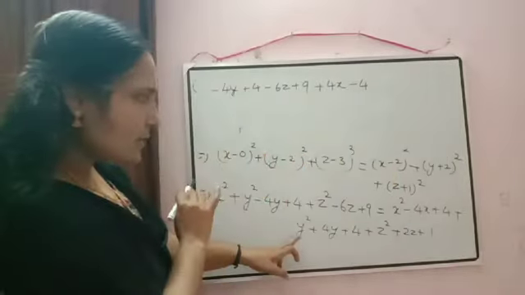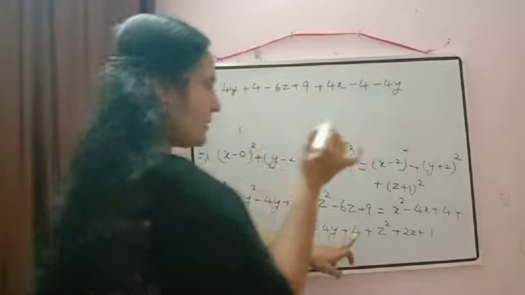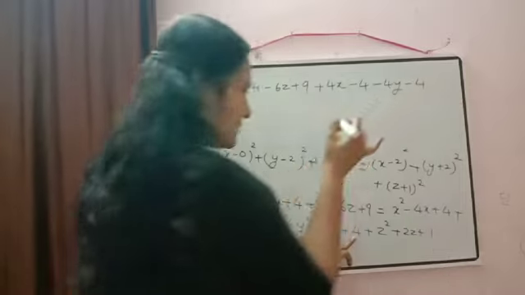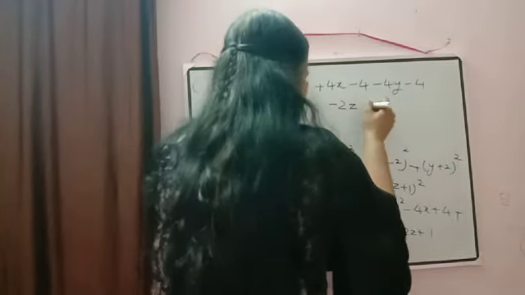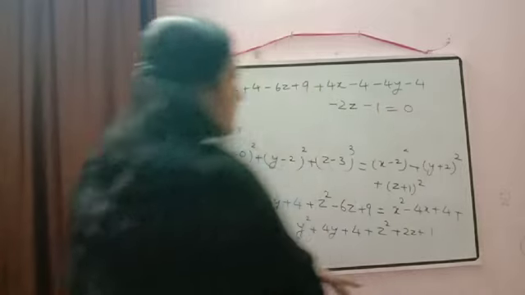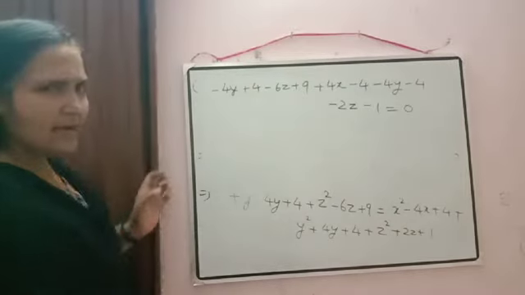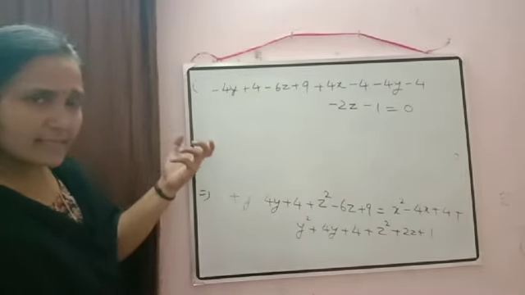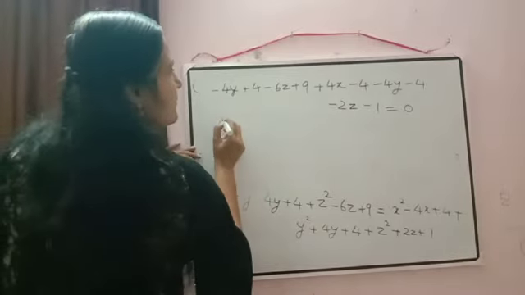Then plus y square already cancelled. Plus 4y will become minus 4y. Plus 4 will become minus 4. z square already cancelled. Remaining two are minus 2z minus 1 is equal to 0. Now we'll just do the addition and subtraction. And when you write, first write the x, then y and then z term. So plus 4x is there.